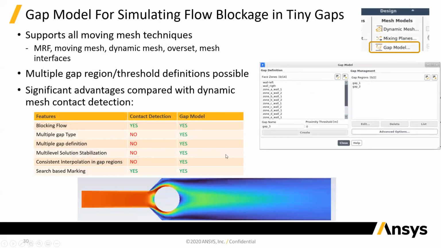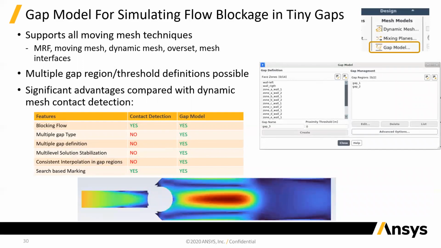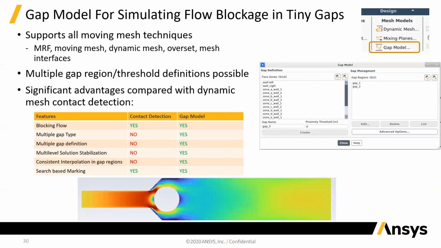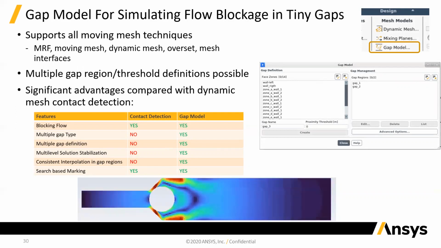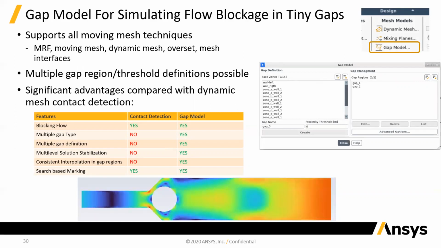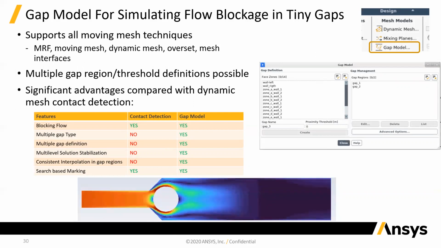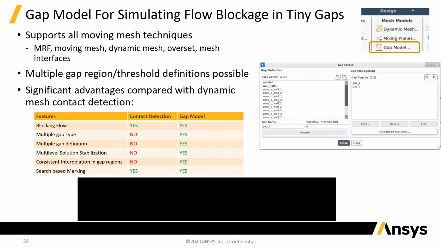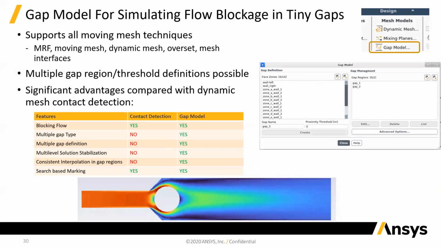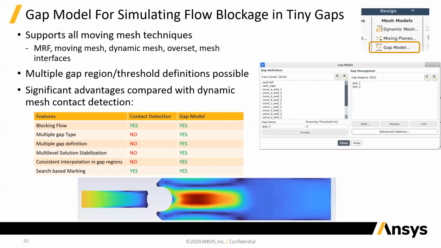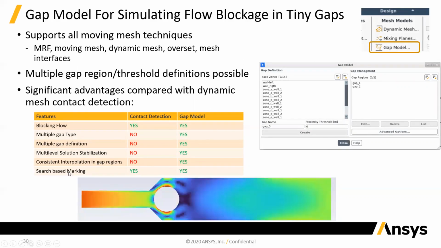There's now a gap model. When you've got a moving object and there's a possibility that that object closes the flow off, there were a variety of ways to do it before, but now there's a new gap model that's consistent with the variety of moving and dynamic meshes that we've got, and it has significant advantages compared to the old contact detection method.